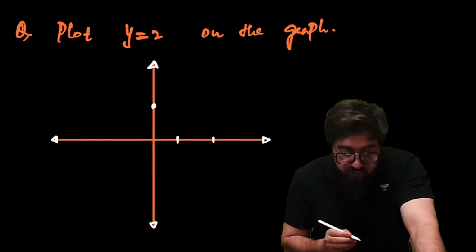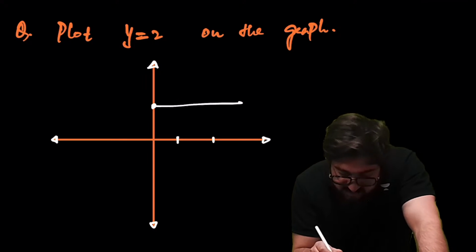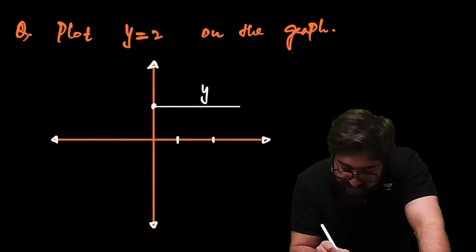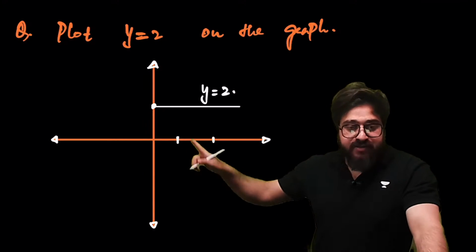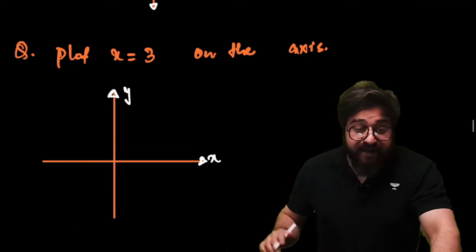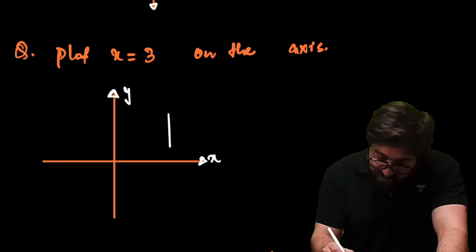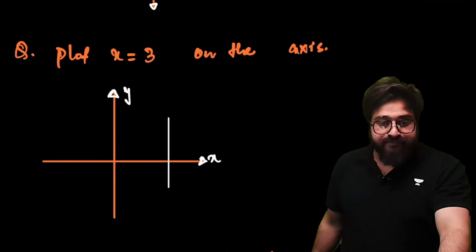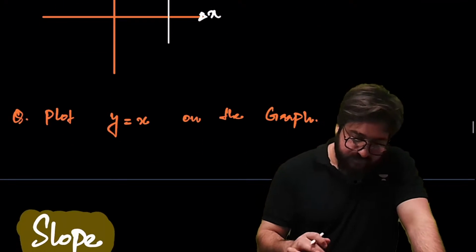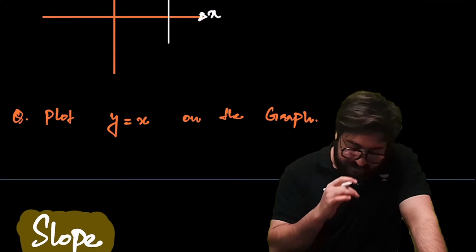So the value of y, we can make it something like this. This is y is equal to 2 over here. Y is equal to 2. Because this is constant. And if I say, sir, x is equal to 3 in this case, so the graph would be something like this. Okay. Is that clear? Is that clear, my dear friends?